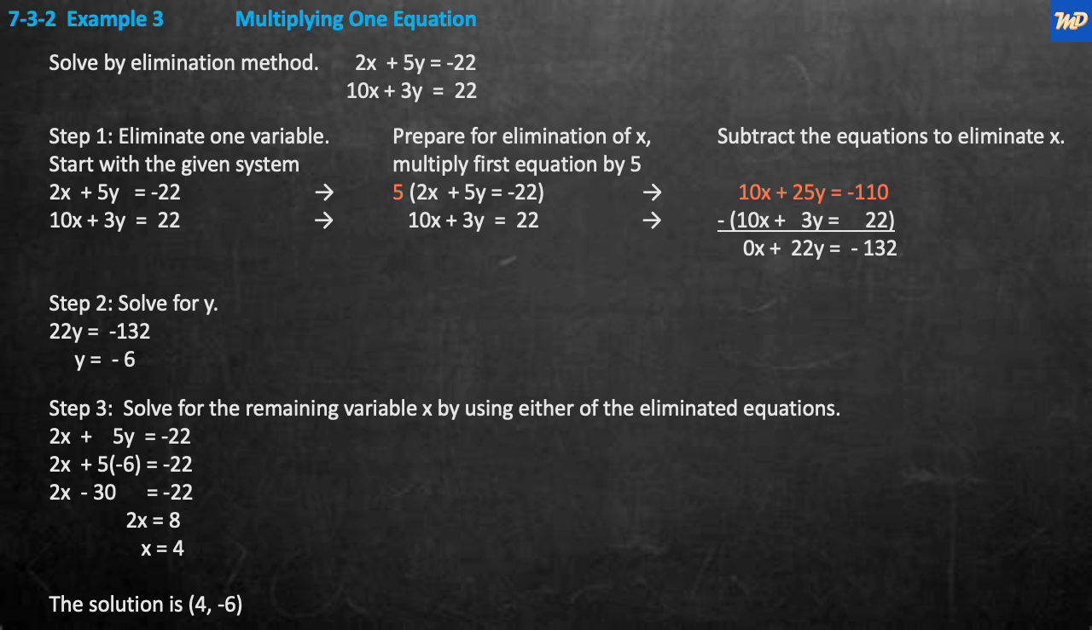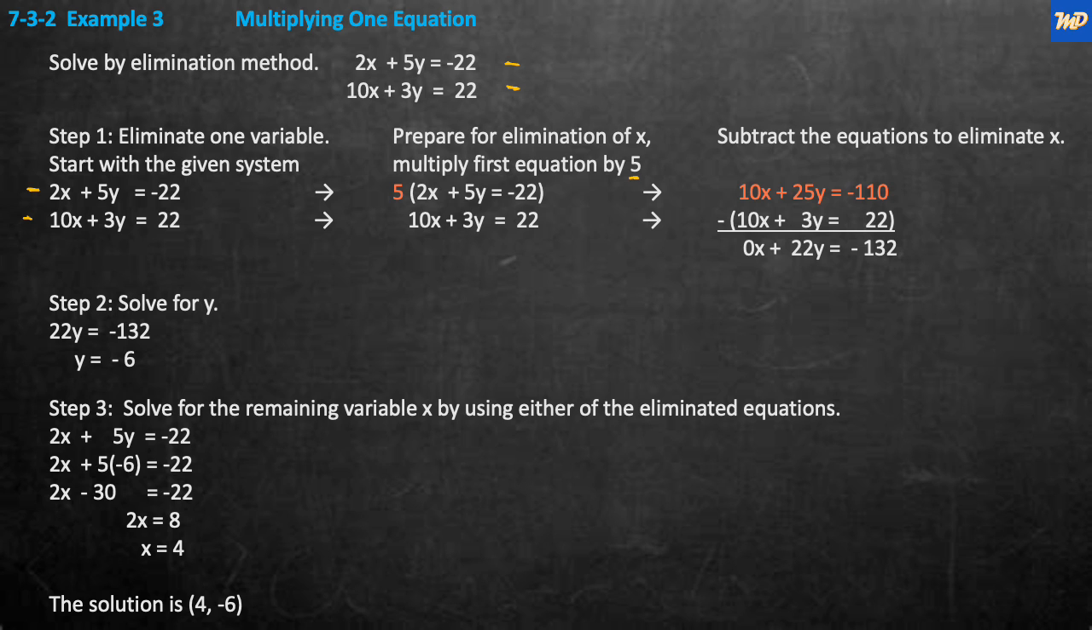So we're going to start with the given system here. First we're going to try to eliminate one of the variables. The given system is the problem that they told us about, and we're rewriting it right here. Then prepare for elimination of x. We're going to do the x first and get rid of the x by multiplying the equation by 5.